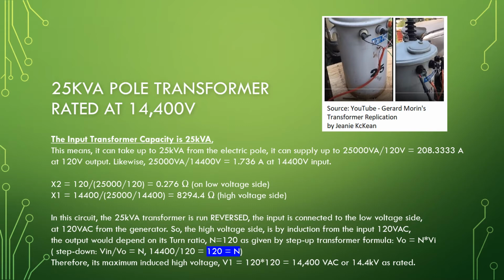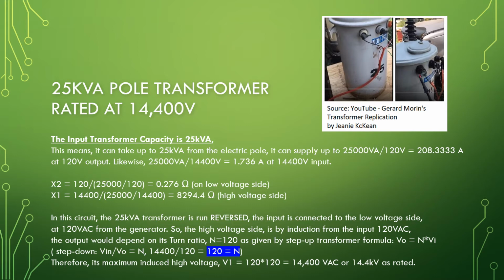In this circuit, the 25 kVA transformer is run reversed. The input is connected to the low voltage side at 120 volt AC from the generator. So the high voltage side is by induction from the input 120 volt AC. The output would depend on its turn ratio, N equal to 120, as given by the step-up transformer formula.